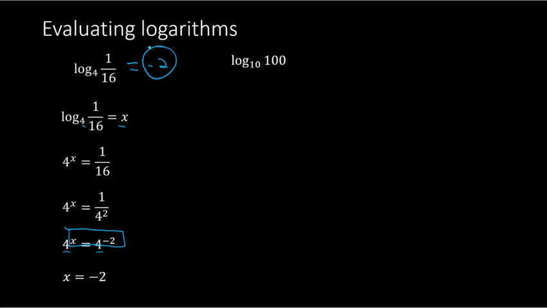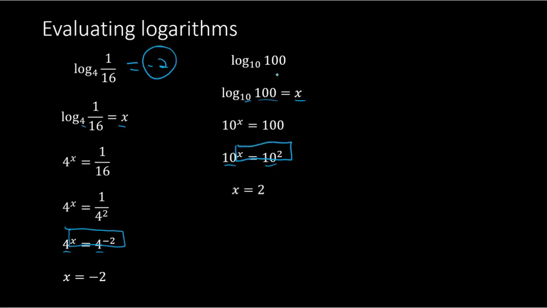Let's try another one. Here we have log base 10 of 100. Well, to evaluate this one, we can set it equal to x and then convert into exponential form. We would have 10 to the x power equals 100. And the right side, 100, is 10 squared. And now the bases are the same, so therefore we can set the exponents equal to each other. So x would equal 2. So log base 10 of 100 would equal 2.